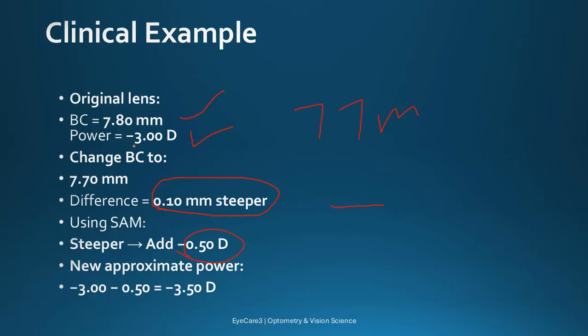So the original contact lens power was minus 3. Then due to the change in base curve, we are adding minus 0.50. So the net power of the contact lens will be minus 3.50. You must remember that this rule is applicable if all the other parameters of the contact lens are the same.